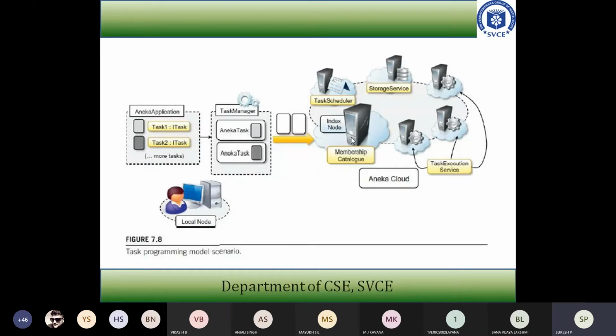With the help of this membership catalog, it is going to locate the task scheduler to whom I have to schedule the task. Because when you are running the Aneka task, it may require some storage service, or the compute infrastructure. So it will come to the membership cloud. The task scheduler, by seeing the requirements of the Aneka task, has to schedule to that particular node within that system.